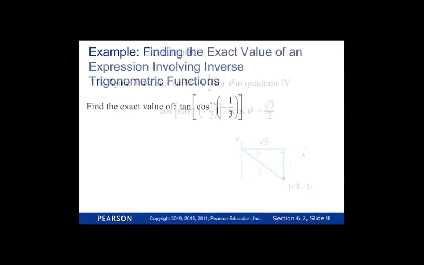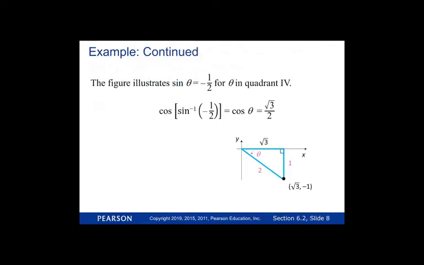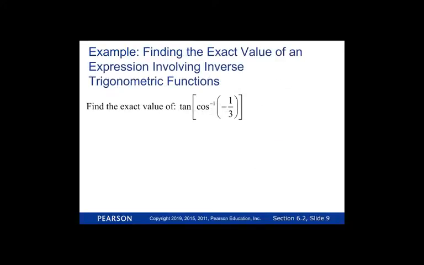So we're asked to find the exact value of this one. Let's just try the same stuff. Oh no, what did I hit? Is it frozen? Okay. Let's get a copy of this.